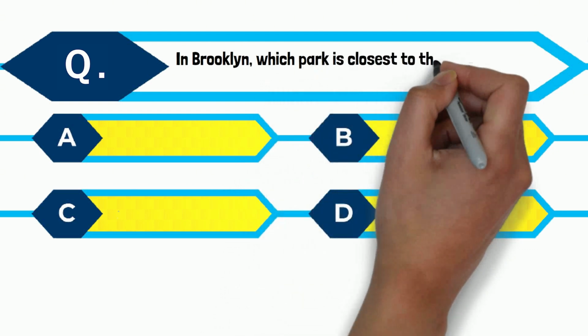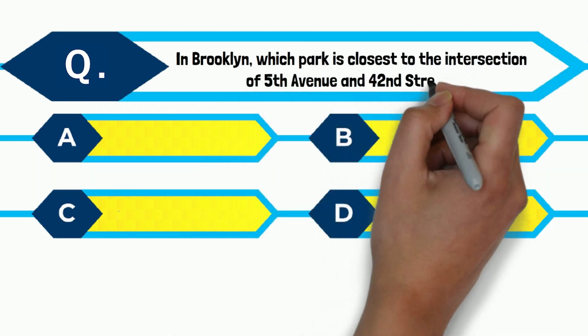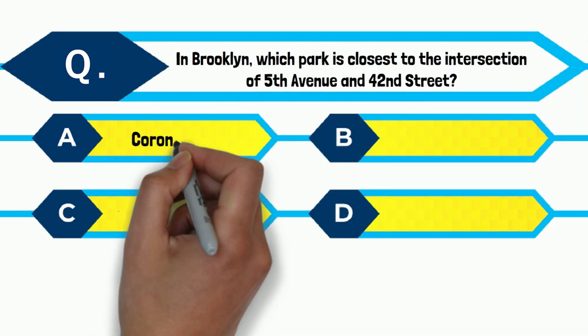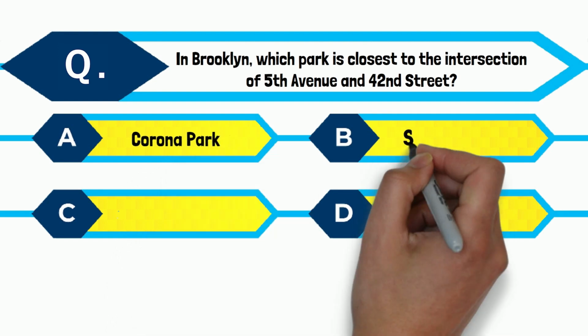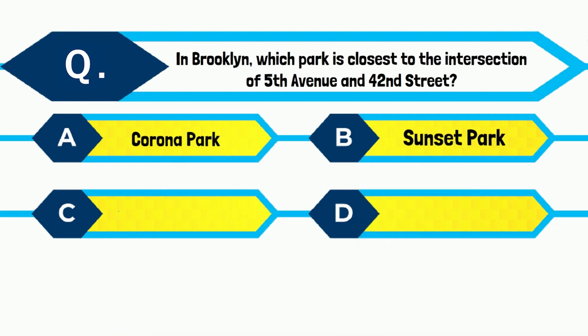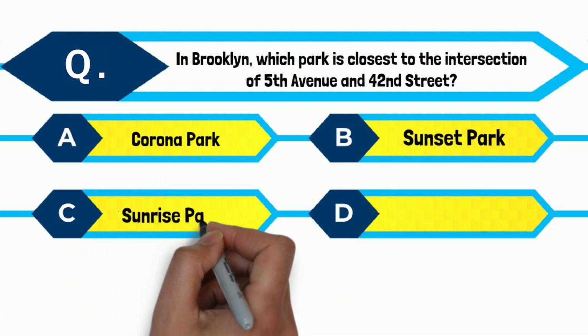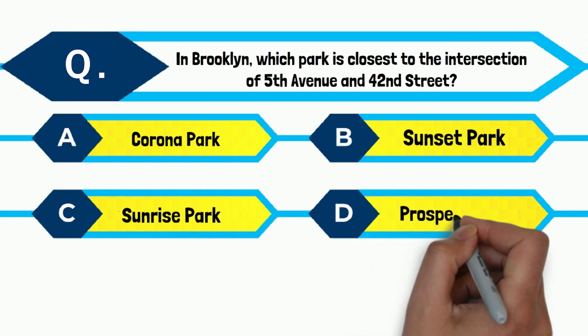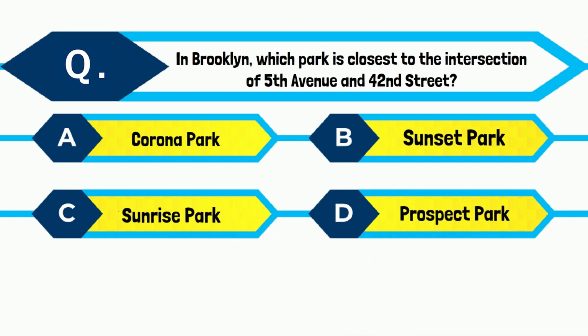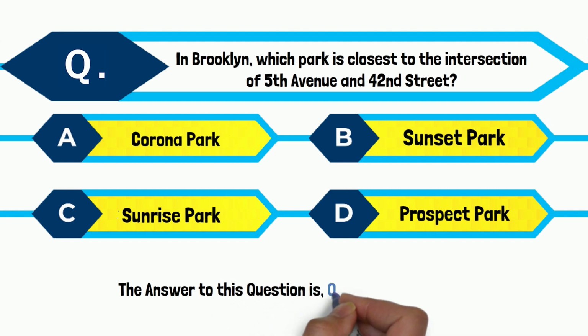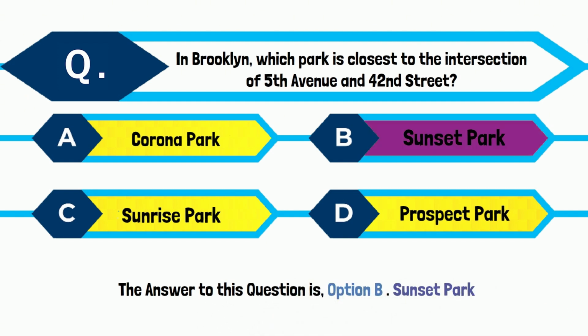In Brooklyn, which park is closest to the intersection of 5th Avenue and 42nd Street? Option A, Corona Park. Option B, Sunset Park. Option C, Sunrise Park. Option D, Prospect Park. The answer to this question is option B, Sunset Park.